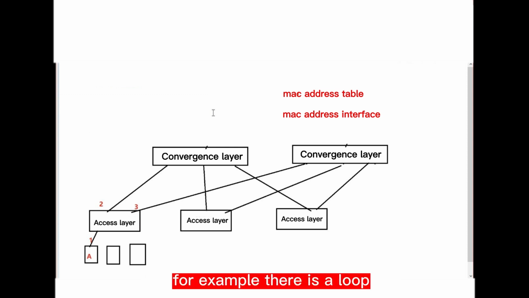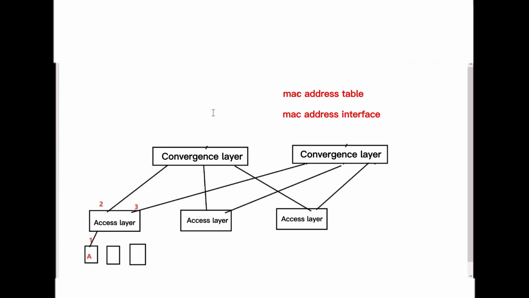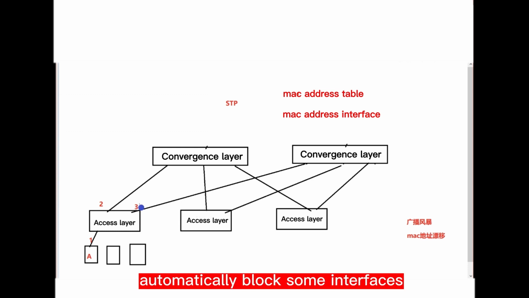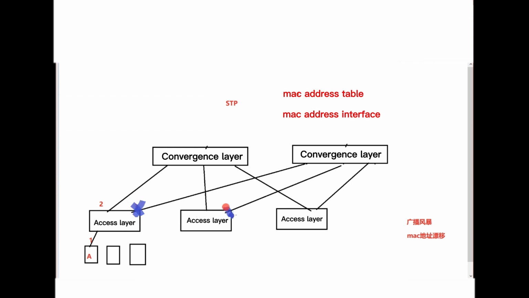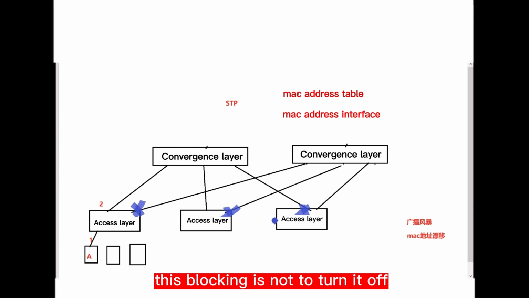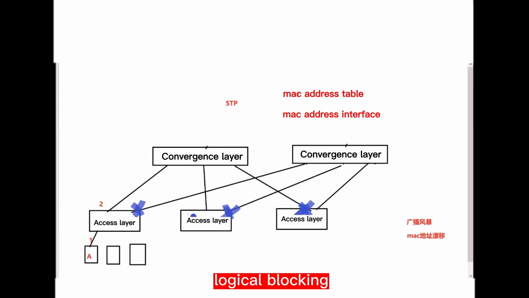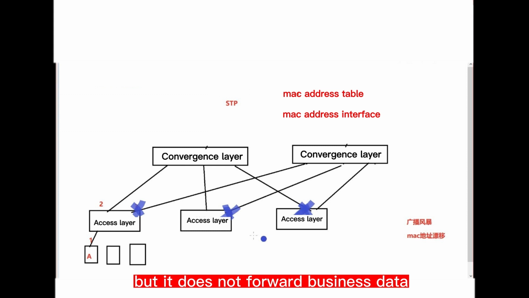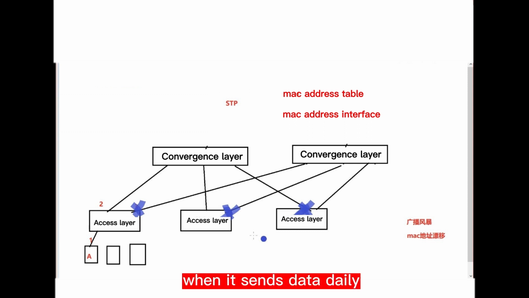For example, there is a loop, there is a broadcast storm. Then we can automatically block some interfaces. This blocking is not to turn it off, but logical blocking. This interface is open, but it does not forward business data. That is, this interface is not closed. It still receives data.